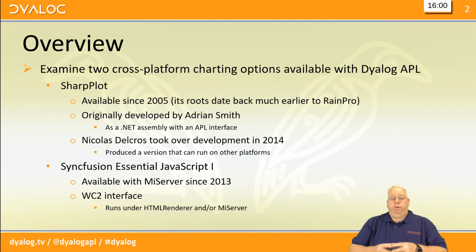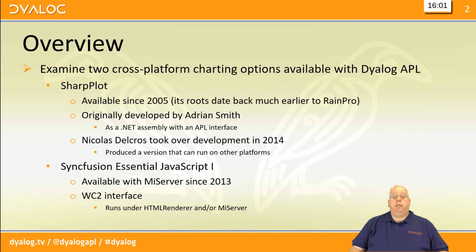So first, I'd like to give an overview. What we're going to do today is examine two cross-platform charting options that are available now with Dyalog. The first is SharpPlot. Now, SharpPlot has been available since 2005, but its roots date back much earlier, I think to the mid-80s, to a package called RainPro. It was originally developed by Adrian Smith, and in 2005 he turned it into a .NET assembly with an APL interface. And then Nick Delcroix took over the development in 2014, and he produced an APL workspace version that can run on any platform that Dyalog runs.